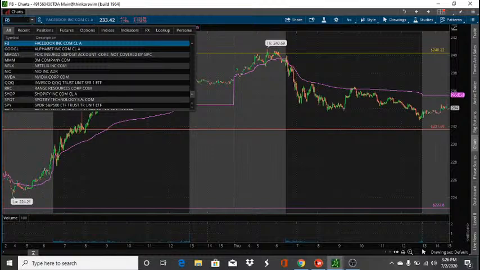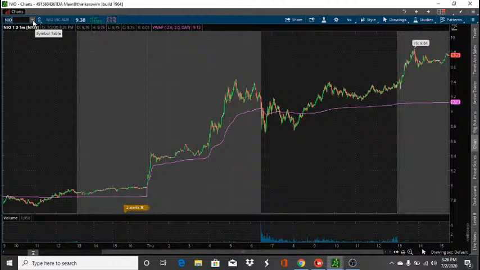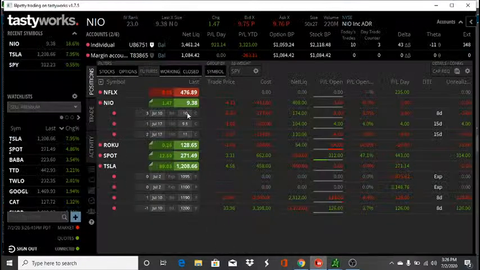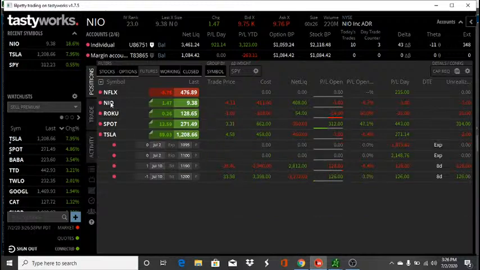Tesla. I'm interested in NIO right now. Let me check out NIO. Yeah, see NIO. So we bought 8 $10 calls that expire next week. And we bought $9.5 calls. Those should be in the money. Those are 15 days and $11 calls. So this is our play in NIO.